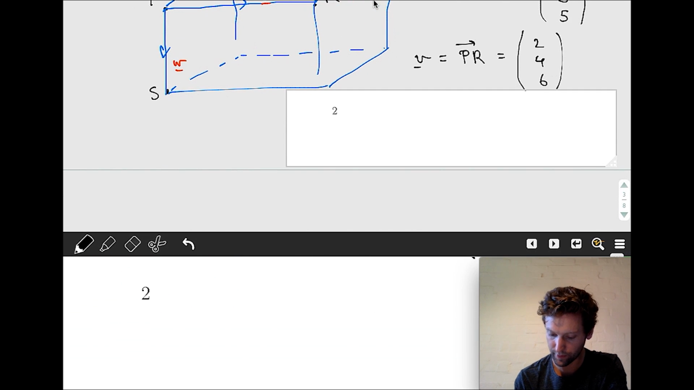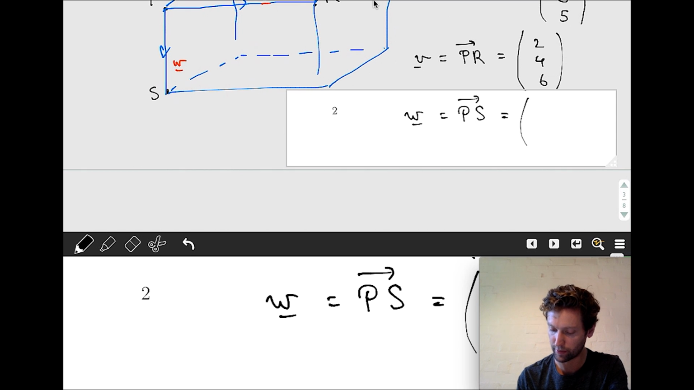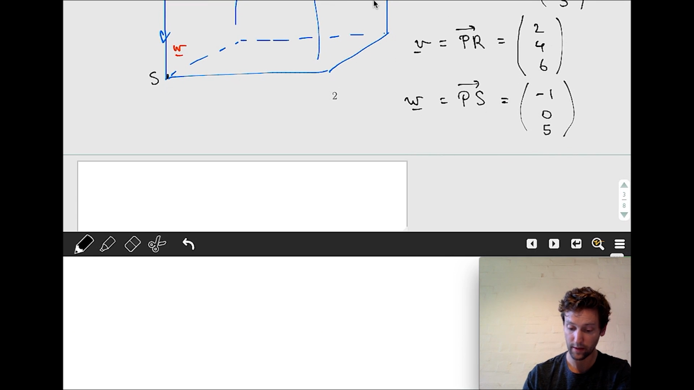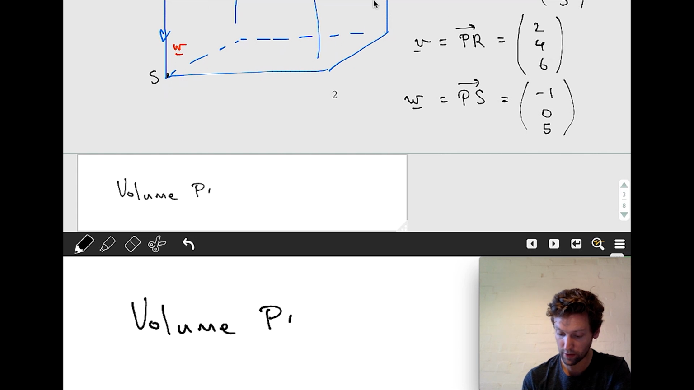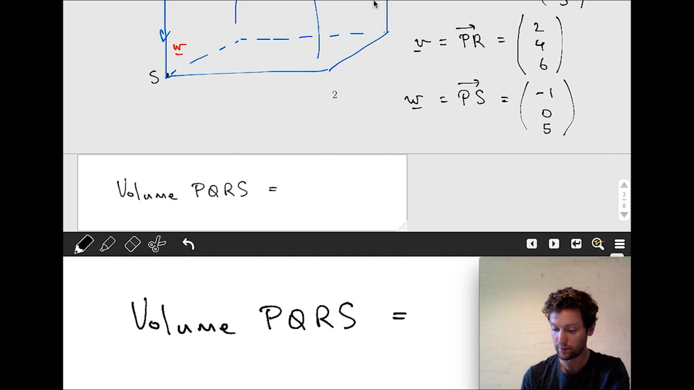And our vector w will be the line segment from P to S. So that'll be the components of S minus the components of P. So we've got our 3 vectors here. Now we need to calculate the vector triple product. The volume of the shape PQRS will be given by the magnitude, because of course volume is a positive number, of u dot v cross w.